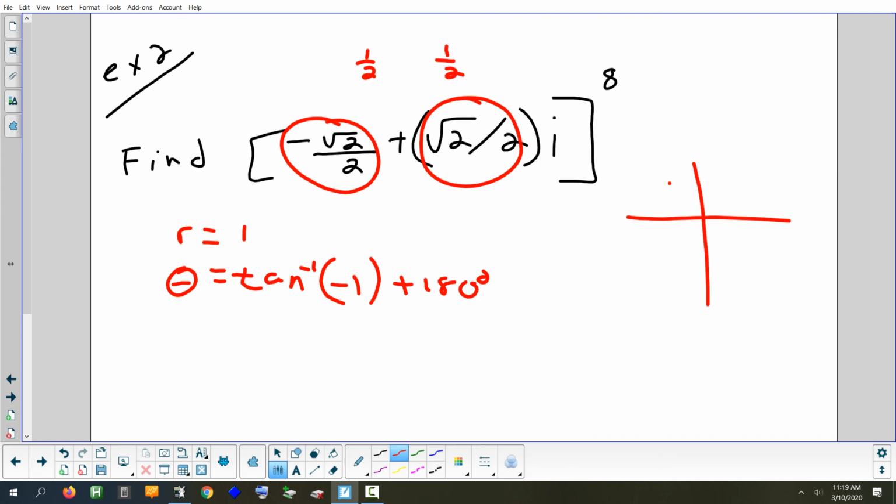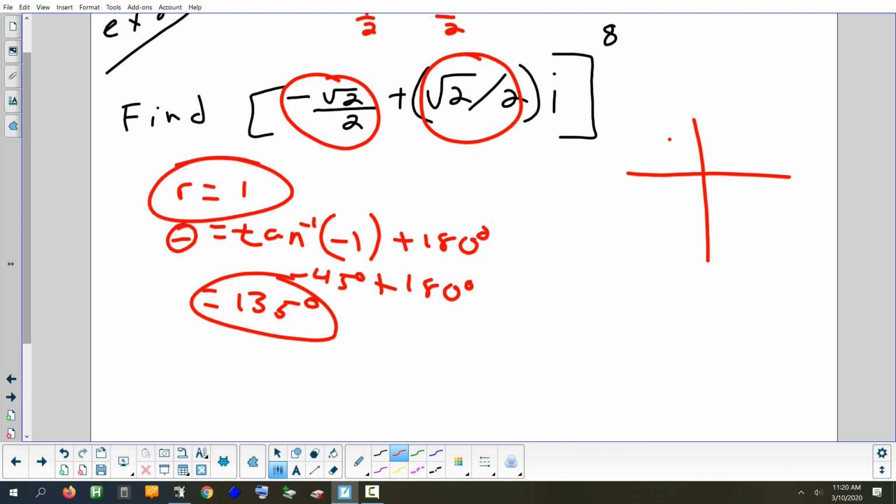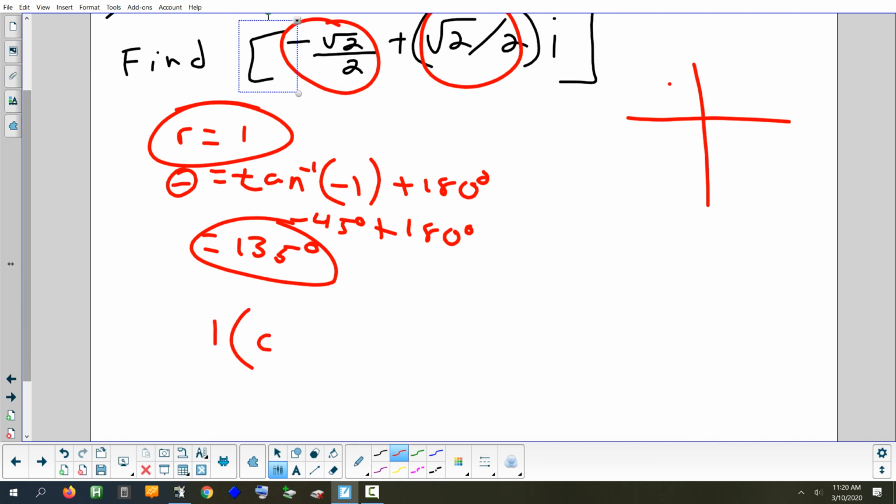Inverse tangent. What's the inverse tangent of positive 1? We did that earlier. What does that come out to? 45. So the inverse tangent of -1 is -45. -45 plus 180. Brandon, what does that give me? Yep, 135. There's your angle. There's your radius. So Eric, how would I write this number in trig form? 1 parenthesis cosine 135 plus i sine 135.